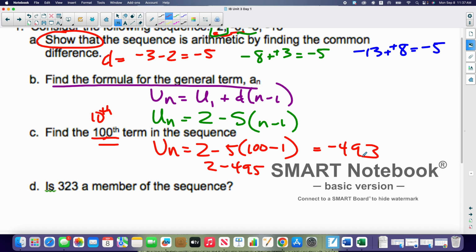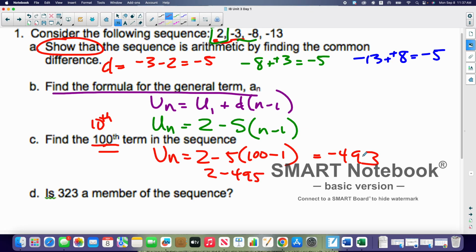We do the opposite. Here's what I'm thinking. What positive numbers do I have? 2, and then where does it go? All the negatives, right? So is it possible for it to be a member of the sequence? No. I think there was a typo when I wrote this question. I think it's supposed to be a negative 323. Now does it have a chance at least? Yes. Now it has a chance.